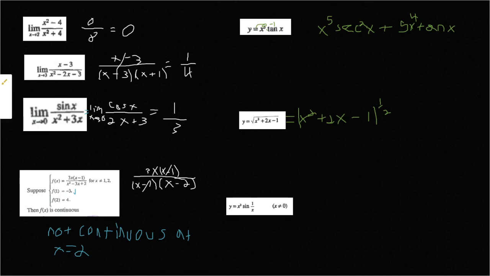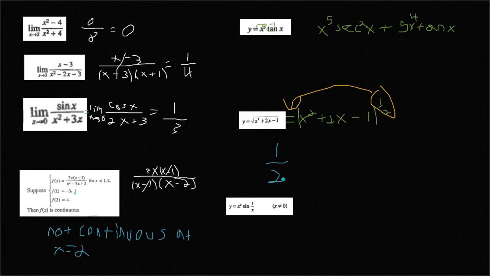Let's see. So now we're going to take the derivative of this. And so when we take the derivative, we're going to do the outside function first. So that means take the power and move it up front. So that means we're going to have a 1 over 2.